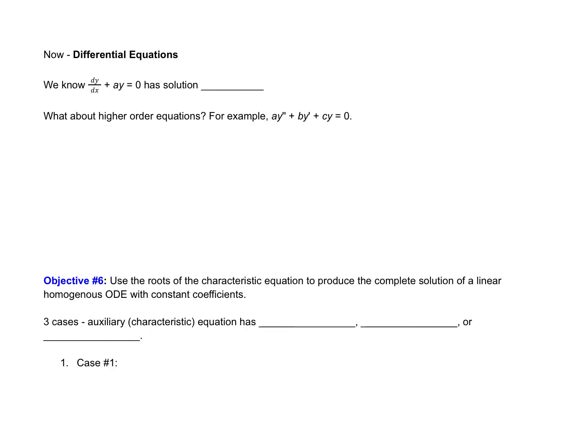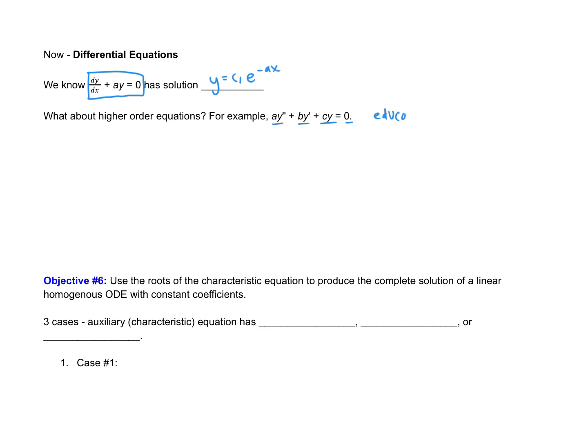Okay, so let's start with this differential equation, dy/dx plus a y equals 0. We know that this has solution y equals c1 e to the negative ax, and we can find that just by separation. But what happens if we have higher order equations? So we have a y double prime plus b y prime plus c y equals 0. What happens now if we have this second order equation instead of a first order one?